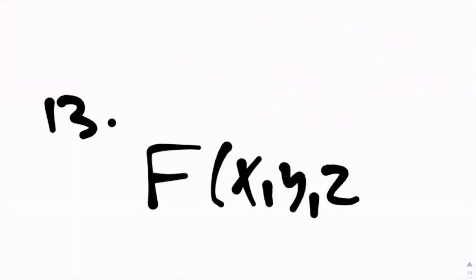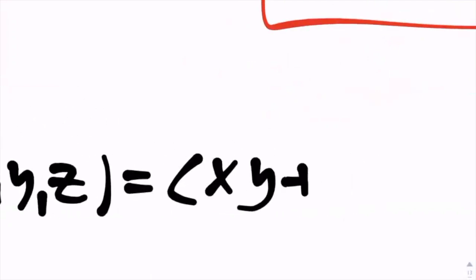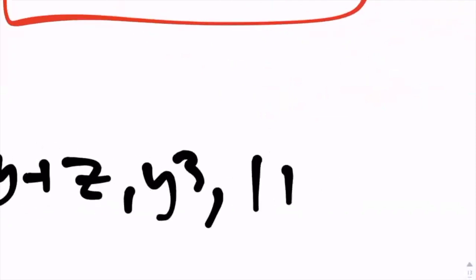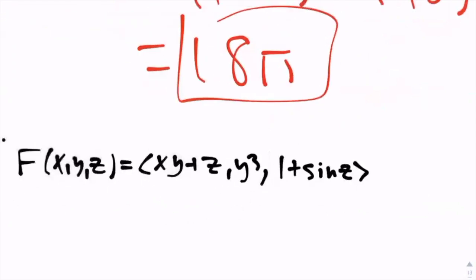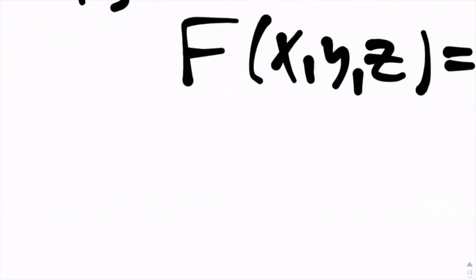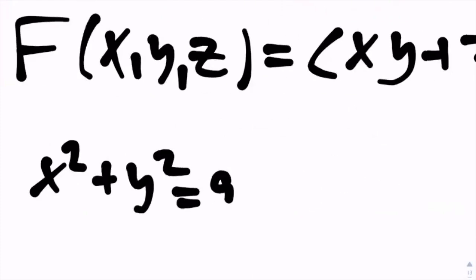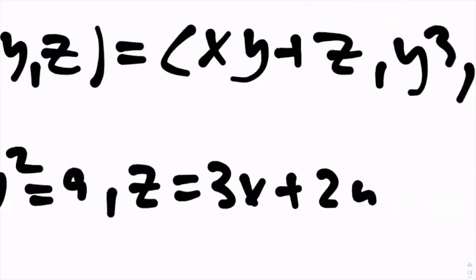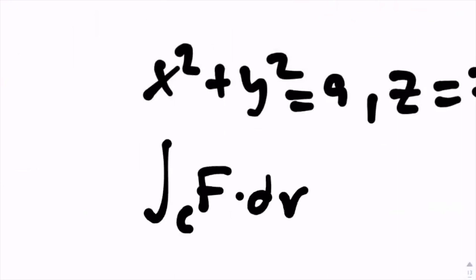So we have our vector field xy plus z, y cubed, 1 plus sine z. And we know that C is the intersection of the curve x squared plus y squared is equal to 9, and the plane z is equal to 3x plus 2y. And we want to find basically the line integral.